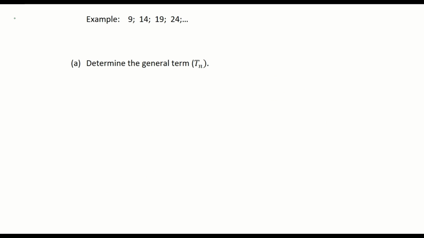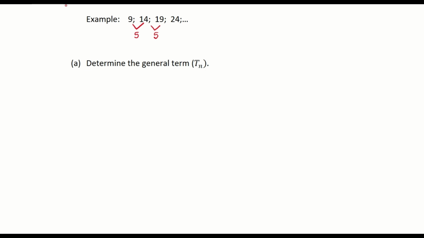So in this example, we've got 9, 14, 19, 24, and so on. The first thing we do is to find the constant difference. So from 9 to 14 is 5. We add 5 to go from 9 to 14. We add 5 again to go from 14 to 19. So we can see that the constant difference is 5.